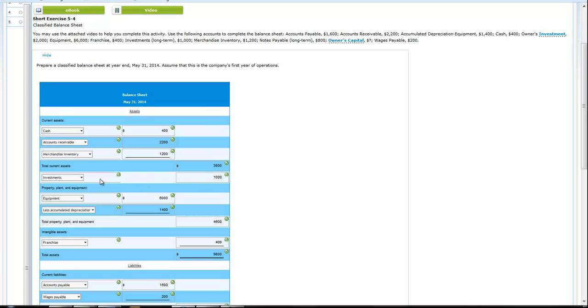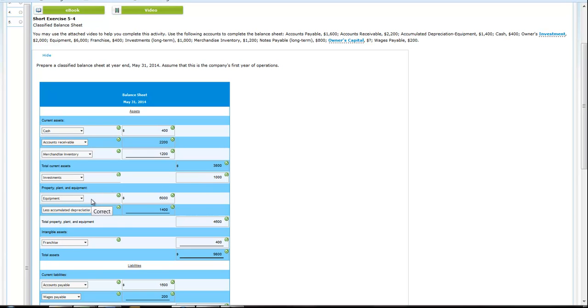Then our investments are next. We only have one investment, and it just tells us investment and long term. So long term means it goes into the investment section, and it is $1,000. We can have short-term investments as well, but those will belong in the current asset section.